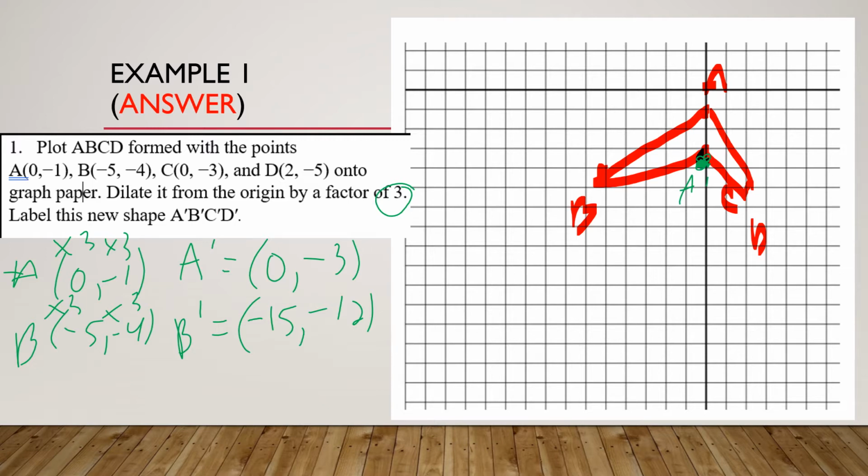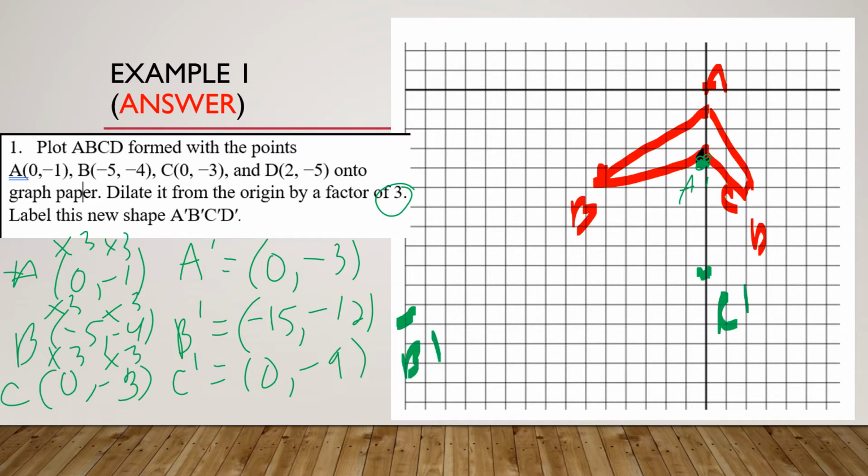1, 2, 3, 4, 5, 6, 7, 8, 9, 10, 11, 12. And then we have for C is 0, -3. Multiply them both by 3. C prime, so we would have 0, -9. So then when we plot it, over 0, down 9, 1, 2, 3, 4, 5, 6, 7, 8, 9. Here, C prime. Oh, I forgot to put in B prime.